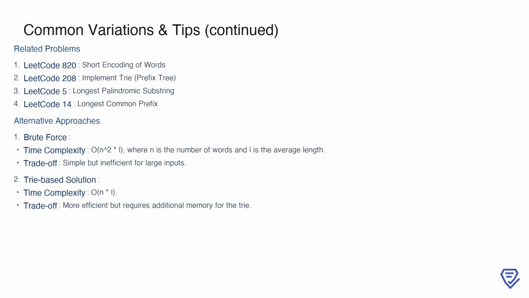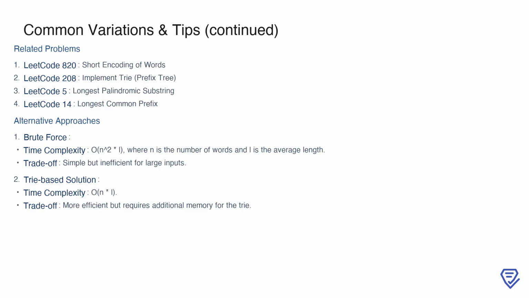This problem is also connected to several related challenges that you might encounter. For instance, LeetCode 208, which involves implementing a tree, shares commonalities with this problem due to its reliance on prefix or suffix relationships. Similarly, problems like LeetCode 5, longest palindromic substring, and LeetCode 14, longest common prefix, also deal with string manipulation and efficient ways to find relationships between substrings.